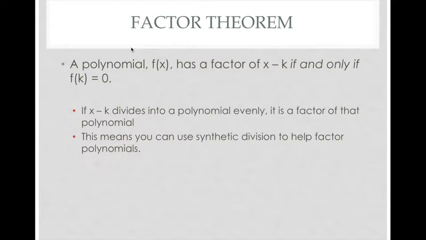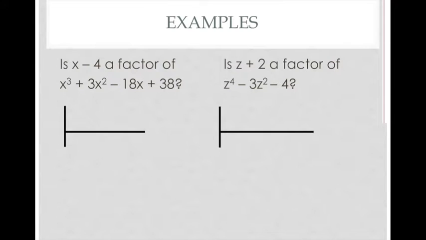The factor theorem states a polynomial f of x has a factor of x minus k if and only if f of k equals 0. So if x minus k divides into a polynomial evenly, it is a factor of that polynomial. This means you can use synthetic division to help factor polynomials. We're going to check to see if x minus 4 is a factor of x to the third plus 3x squared minus 18x plus 38.